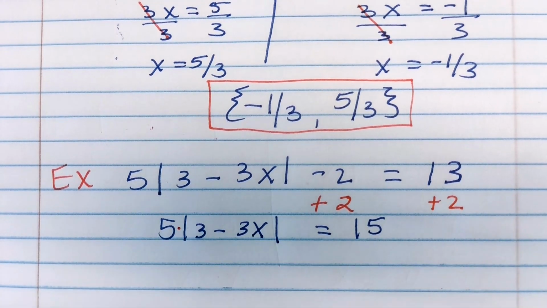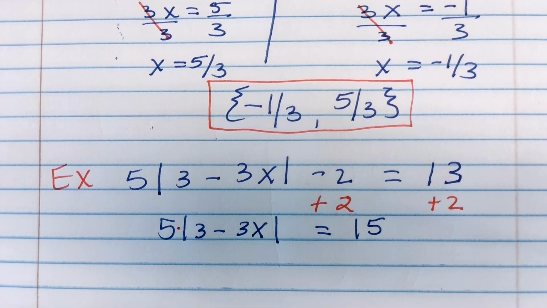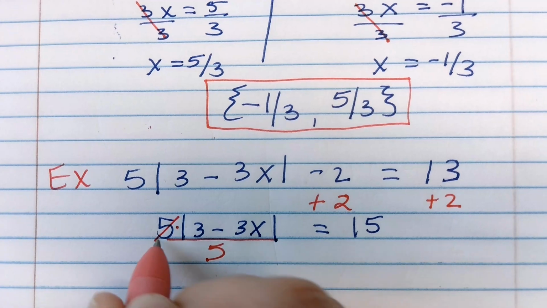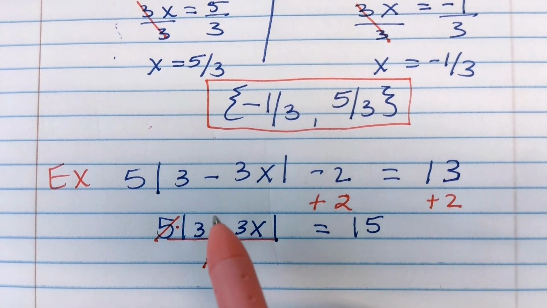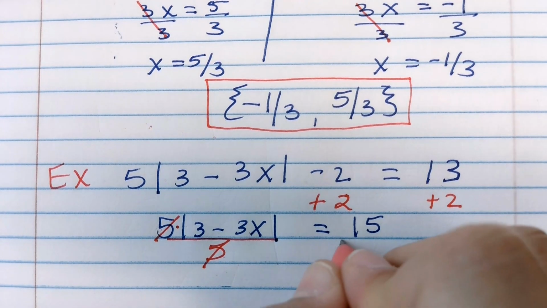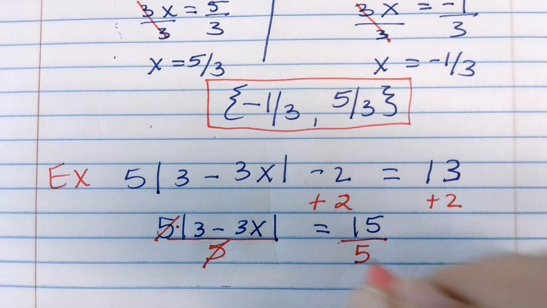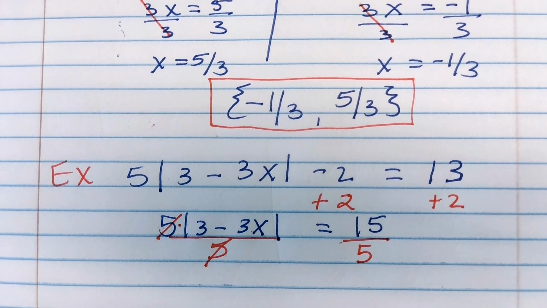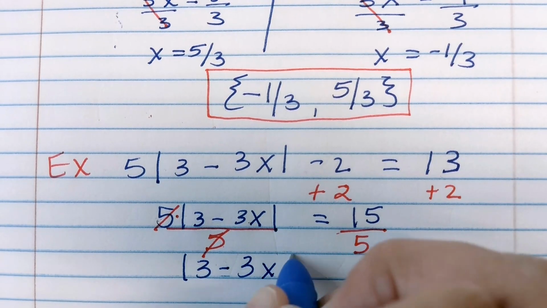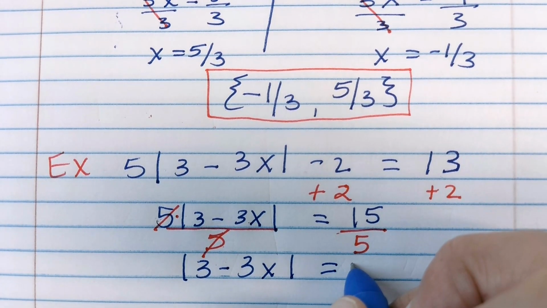We have an implied multiplication right here. When the number is touching the absolute value bars, we need to divide by that number so that it becomes 1. Notice that I didn't divide anything inside the absolute value bars. The sole purpose of this move is to eliminate this 5 out front. So using the division property, I have to do it on both sides. That leaves me with 3 minus 3x is equal to 3.